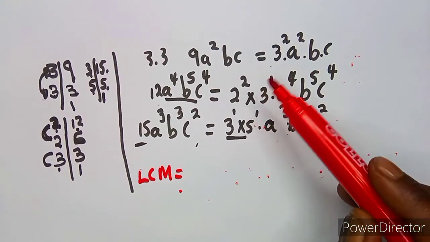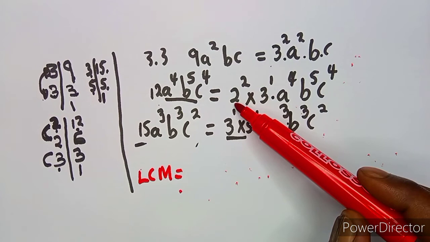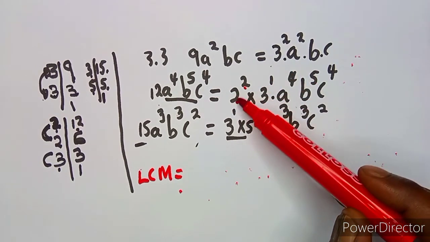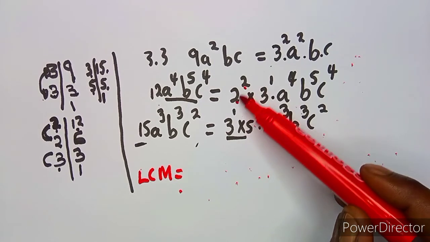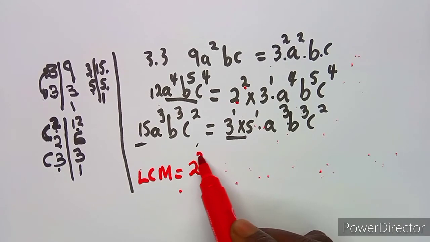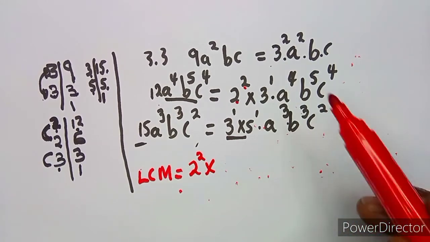But in this case, we've got a 2, which is to the exponent of 2. So that is the only part which is appearing in terms of 2. So you're just going to take this part as it is, which is 2 to the exponent of 2 times.